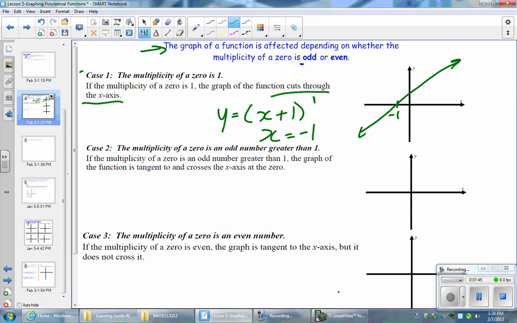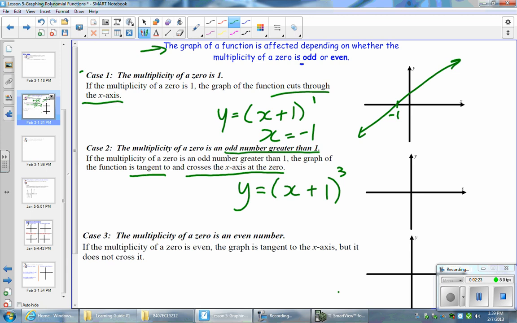Let's move on to the second case here, where the multiplicity of a zero is odd, but it's greater than 1. If this happens, the graph of the function is tangent to and crosses the x-axis at the zero. So once again, to describe this behavior, let's write out a function with this type of property. We could start with x plus 1 again as our factor. Since our zero has to have a multiplicity of an odd number that is greater than 1, let's pick 3.